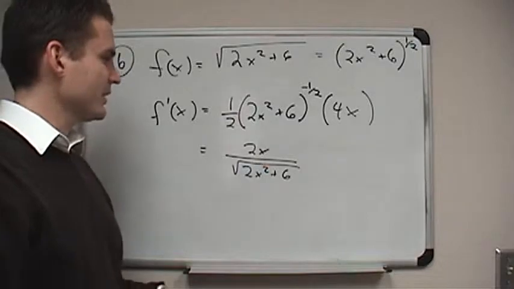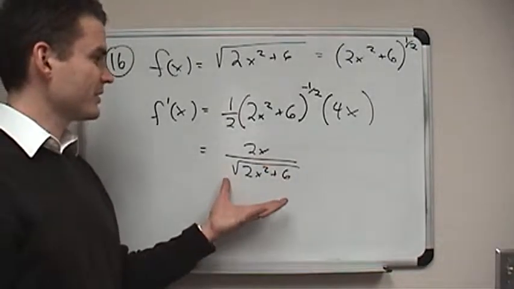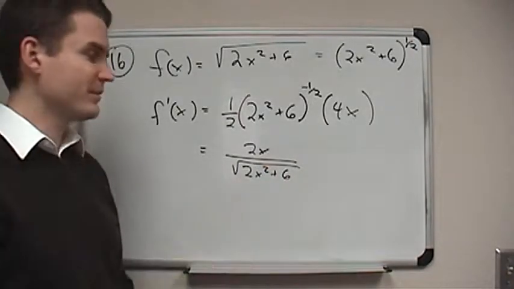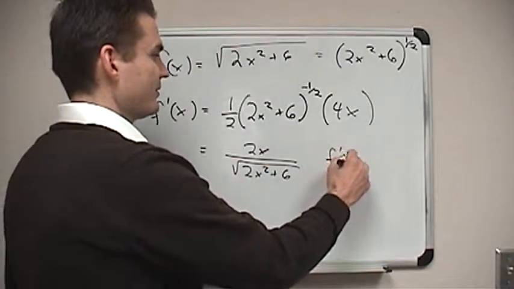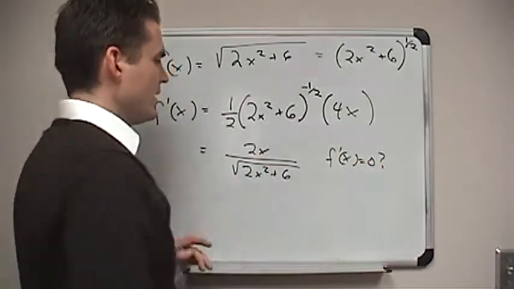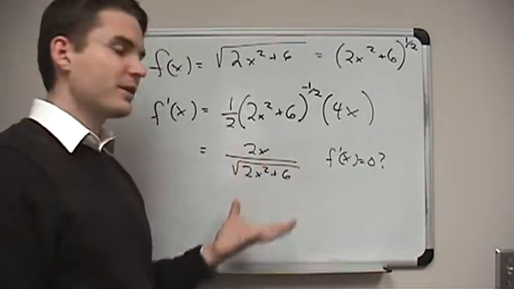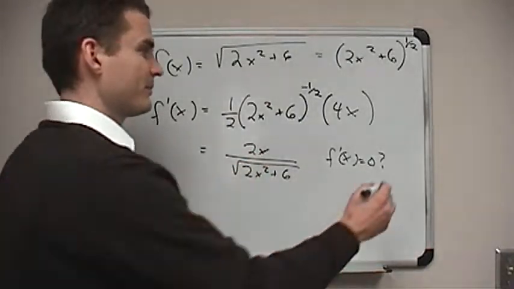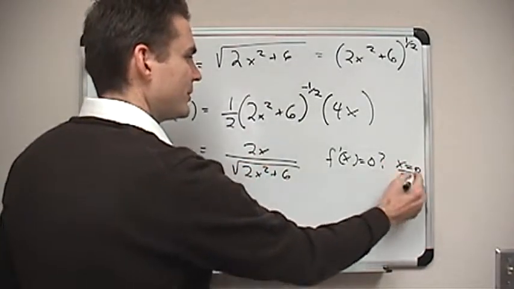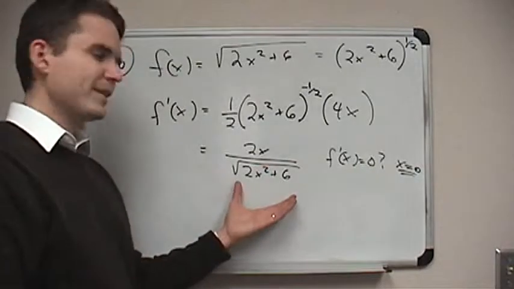Okay. Well, actually, remember, we need to figure out where the derivative is 0 or undefined. Can the derivative ever be 0? So what about this? Is the derivative that we just found ever equal to 0? Well, yeah, it can be 0 whenever the numerator of this fraction is 0. Of course, that's going to happen when x is 0. Okay. So we've got one critical number so far. Now, what about the denominator?